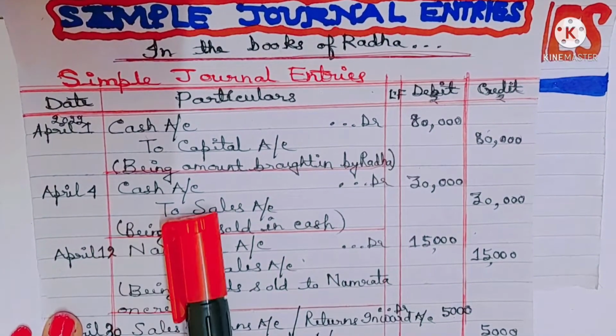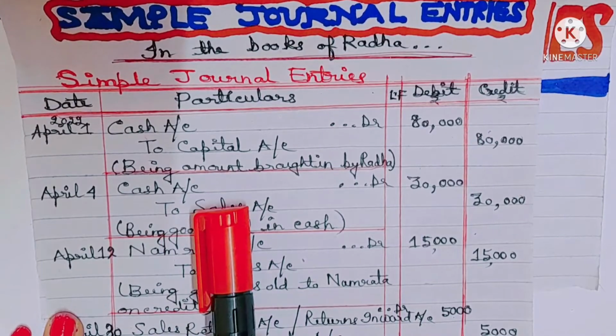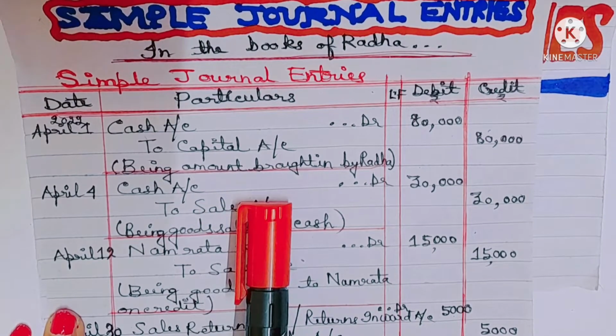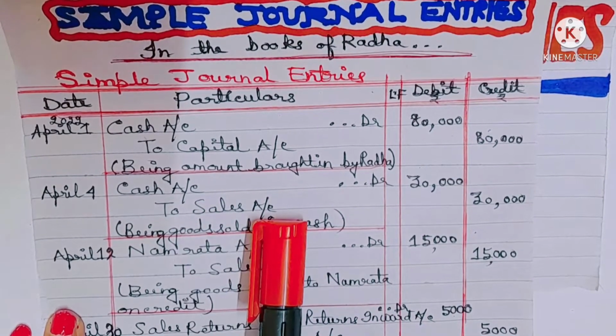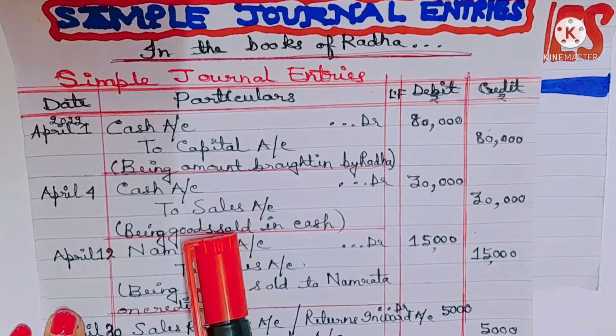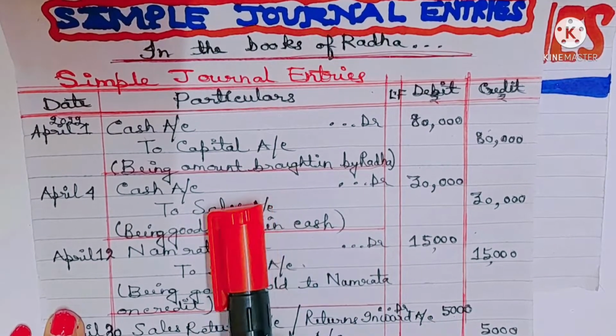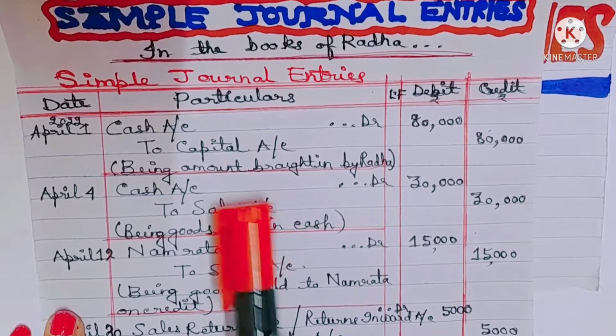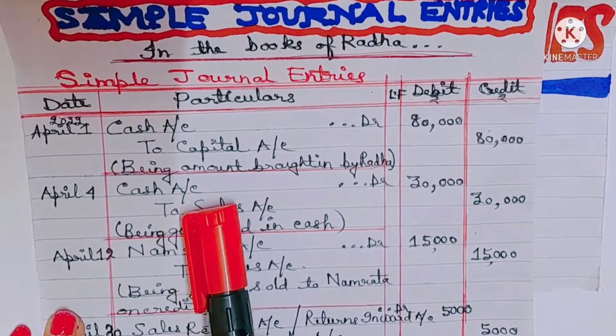On 4th April, why is cash account debit? Cash account falls under real account. When goods are sold by Radha, cash comes in. So according to real account, what comes in is debit. Cash is coming in. That's the reason cash account is debit.